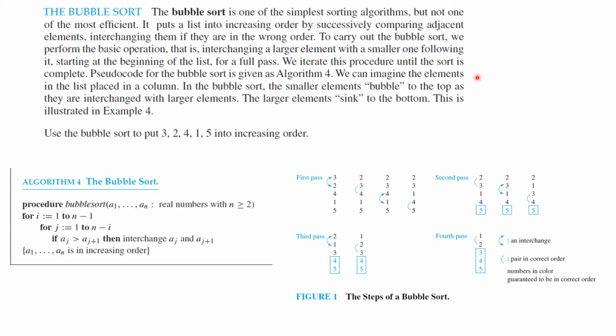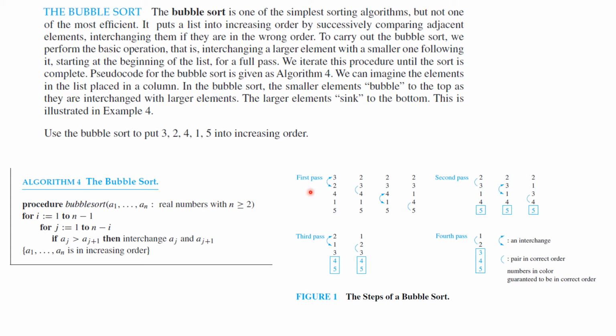We can imagine the elements in this list placed in a column, and in the bubble sort, the smaller elements bubble to the top, and the larger elements sink to the bottom. And this is illustrated with an example down here. Let's suppose that we started here. So we began, and the first pass we go through, since 2 is smaller than 3, we exchange those. Now we compare the next two, and that is in the correct order, so we just leave that alone. So we go to the next one, we compare those, and we switch that, and we get this order. And we compare the last two, and we'll say there, we've completed one pass.